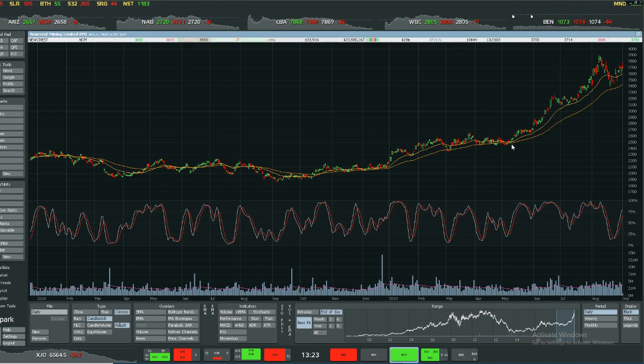Consolidated above that high, sitting on top of the MAs on the daily. Volume's good. Volume's not easing. It's been consistent, good volume, and just looking for that to rise, because the weekly's in your favor, the daily's in your favor, and away you go.